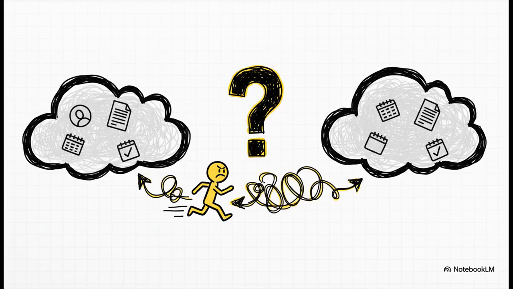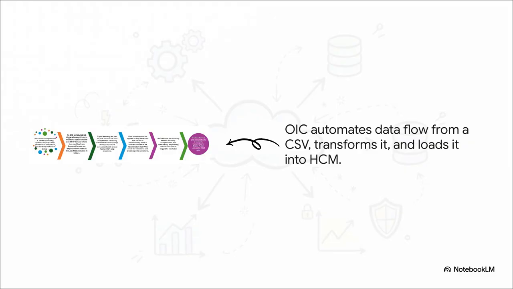Let's say a company uses SuccessFactors for some of its HR stuff, but their main core system of record is Oracle Fusion HCM. How in the world do you keep employee data perfectly synchronized between the two without someone spending all day doing manual updates? And here is the OIC solution.